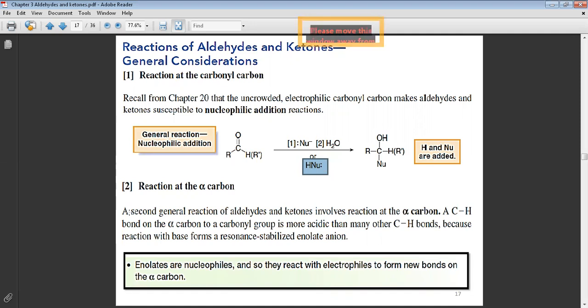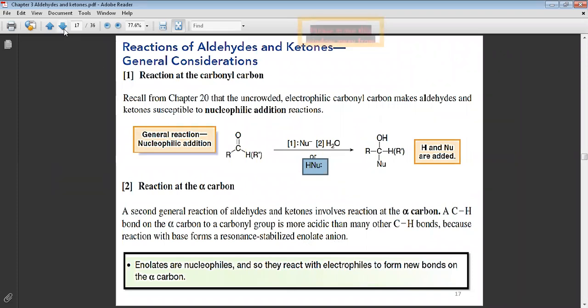I will explain this here. A second general reaction of aldehyde and ketone involves reaction at alpha carbon. You know what the alpha carbon means: the carbon directly bonded to the carbonyl group. The carbon-hydrogen bond on the alpha carbon of the carbonyl is more acidic than many other carbon-hydrogen bonds. We know that, because the reaction with base forms a resonance stabilized enolate anion.